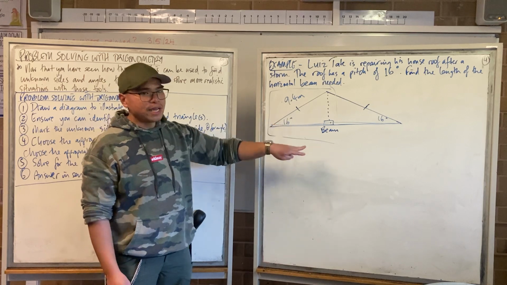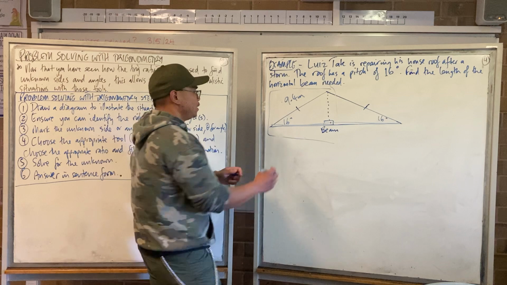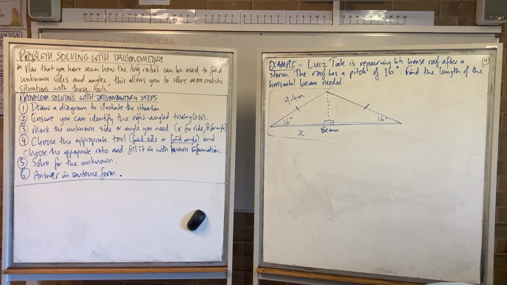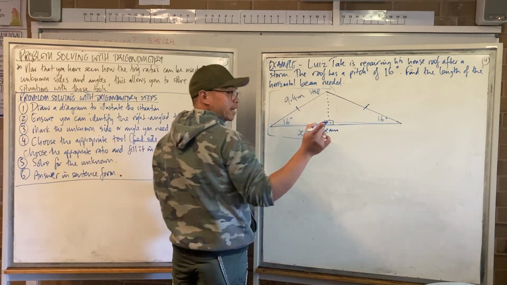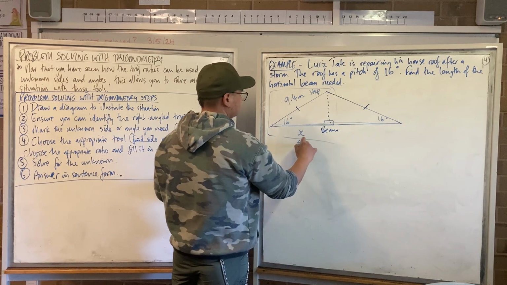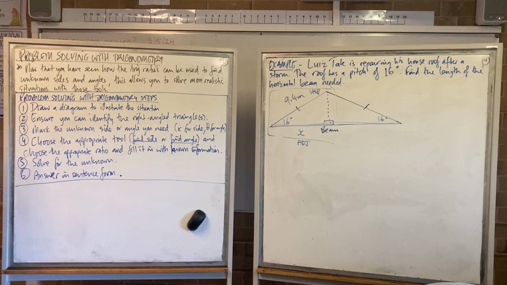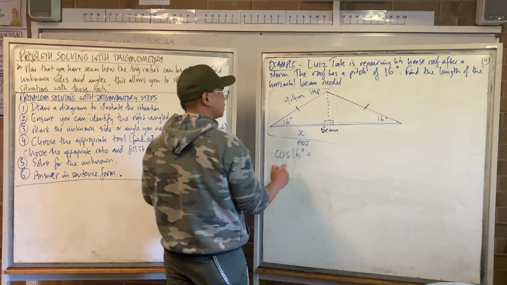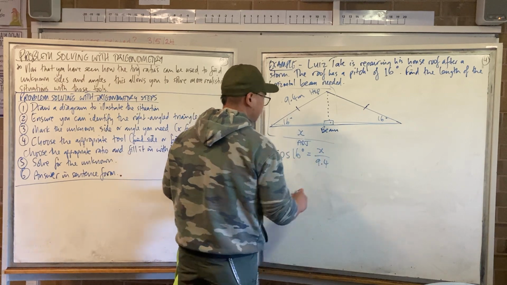Well, to find the beam, what side do I need to find? This one here? The adjacent. I need to find the adjacent. So let's call that x because it says mark the unknown side or angle you need with x for a side. So this is the hypotenuse, and that's the correct adjacent. So which trig ratio uses cosine? So cos 16 degrees is equal to adjacent x over hypotenuse 9.4.